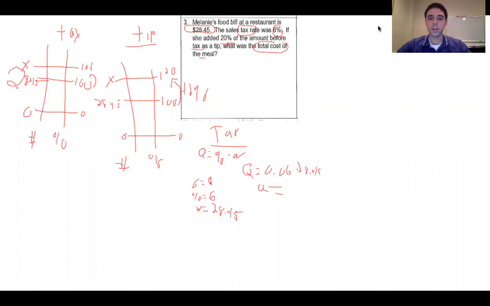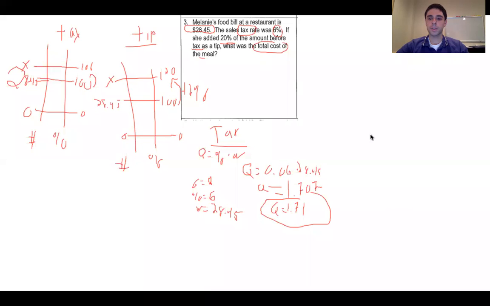Awesome. Right. So we're going to pay $1.707 in tax. So we can just round that to $1.71. Awesome. So our tax is going to be $1.71. We're going to pay $1.71 in tax.